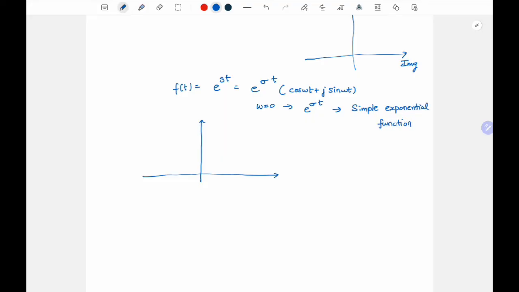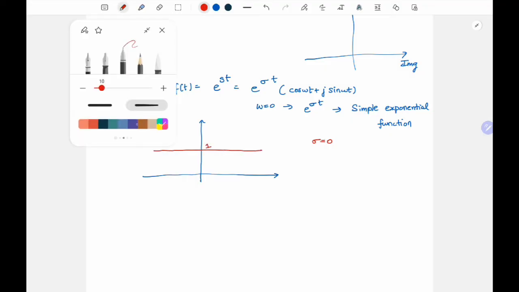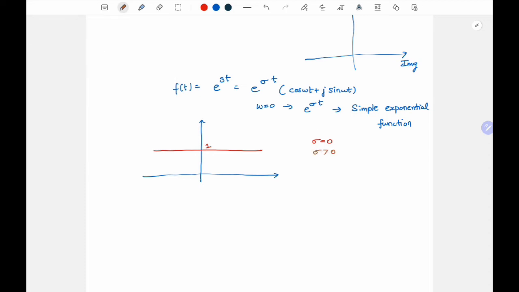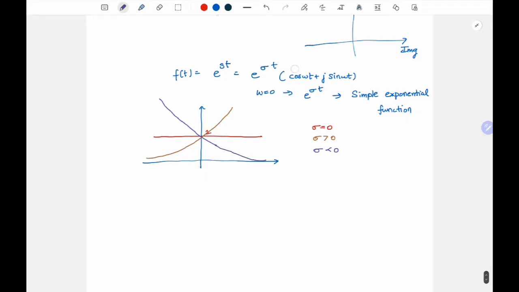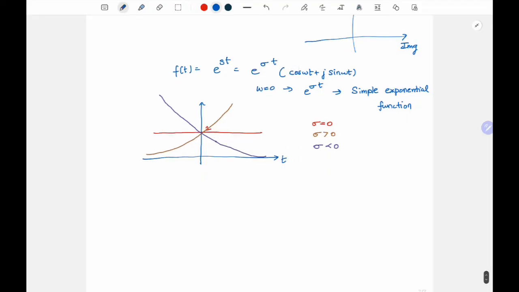For sigma equal to 0, okay, I'll plot it here. Sigma equal to 0, it is just equal to 1. It is a constant function, okay? And for sigma greater than 0, it is a growing function, and at t equal to 0, it is 1. And for sigma less than 0, it is an exponentially decaying function, and it decays to 0, right? Okay. So this is for the omega equal to 0 case.